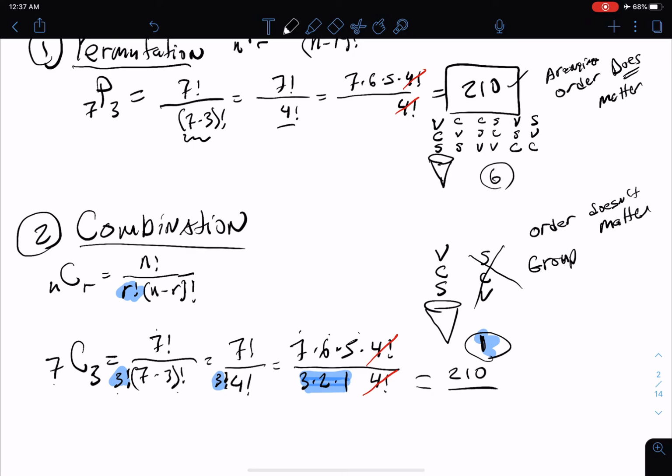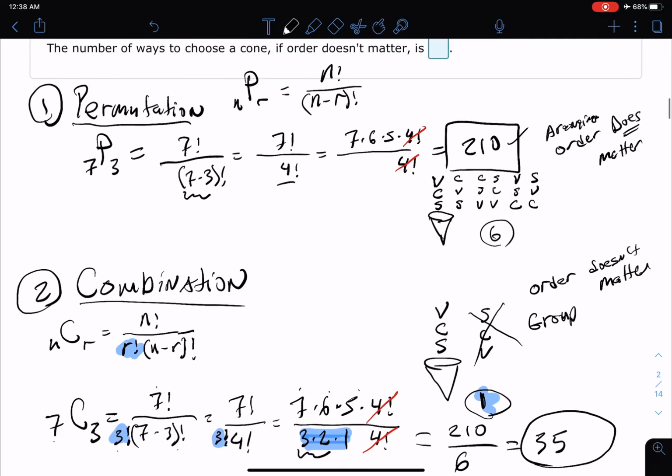But the difference with the combination is we have to divide it by 6, which is going to cut the different ways of ordering this down by quite a bit. In fact, it cuts it down to 35. Okay, so with combinations, you're only going to have 35 different ways of grouping, I should say, 3 different flavors when order doesn't matter.